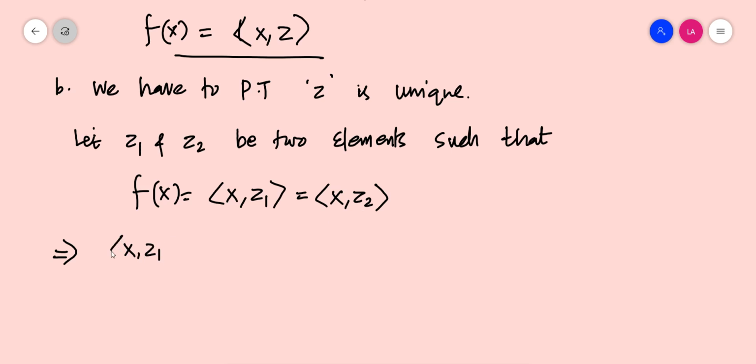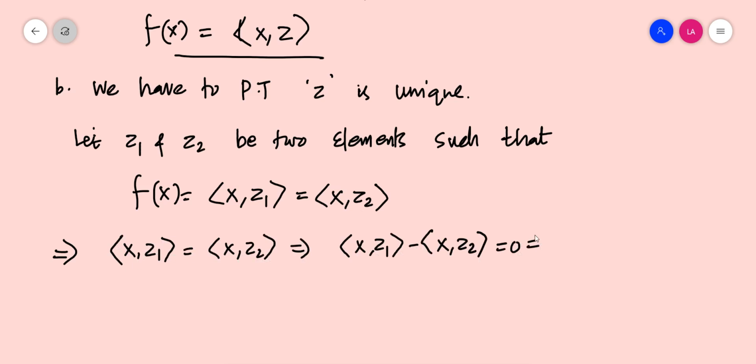So which implies the inner product of x with z1 is equal to the inner product of x with z2. Which implies the inner product of x with z1 minus the inner product of x with z2 is equal to 0, which implies the inner product of x with z1 minus z2 is equal to 0. This is true for all x.